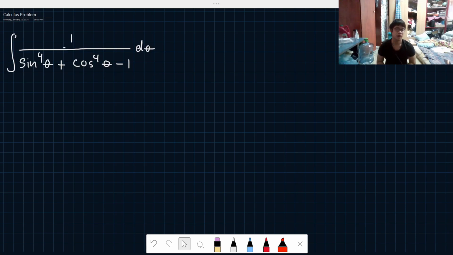Let's integrate 1 over sine theta raised to 4 plus cosine theta raised to 4 minus 1. Now here, you may be thinking that it's actually long. You do have a point, it's actually long, and we have to do something about this. We have to manipulate this problem before we integrate it directly, right?